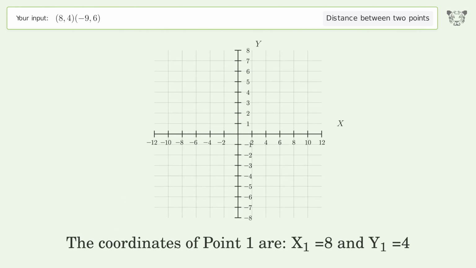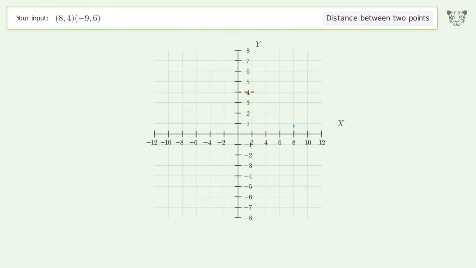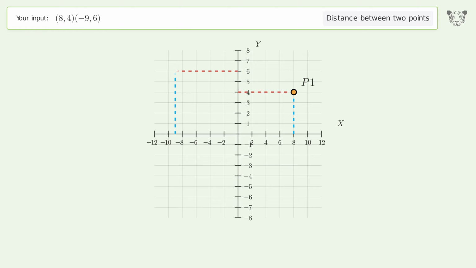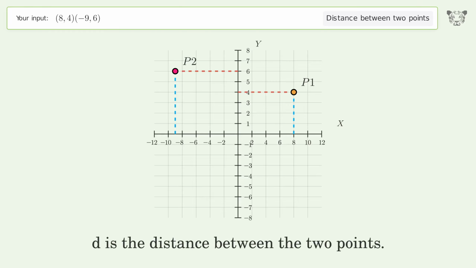The coordinates of point 1 are x1 equals 8 and y1 equals 4. The coordinates of point 2 are x2 equals -9 and y2 equals 6. D is the distance between the 2 points.